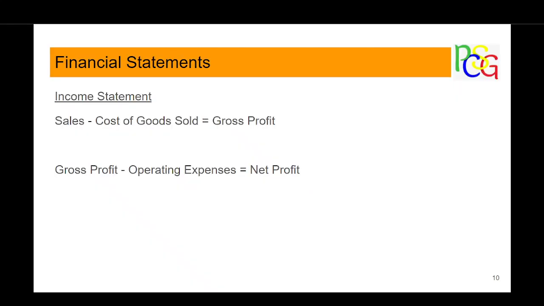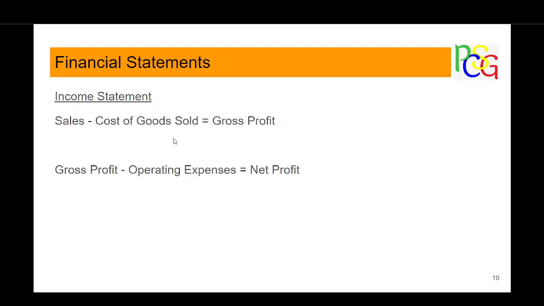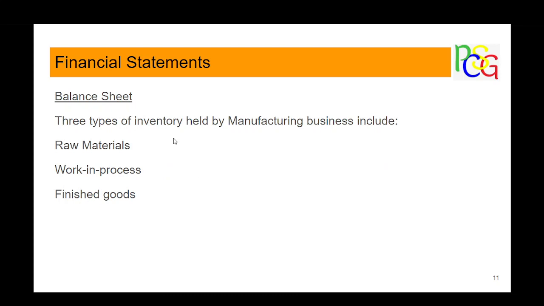So we did a practice run through. We prepared those 3 schedule/statements: the schedule of cost of goods manufactured, the schedule of cost of goods sold, and the income statement. Now, the balance sheet. We didn't do a balance sheet because essentially there's really no difference. There's only one minor difference between the balance sheet of a manufacturing business and that of a merchandising business, and that is the types of inventories they will have on hand. As you can see here, I have 3 types of inventories listed. I said that the 3 types of inventory held in manufacturing businesses include raw materials, work in process, and finished goods.